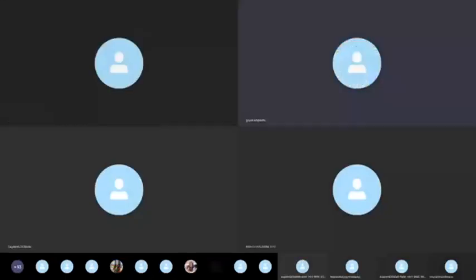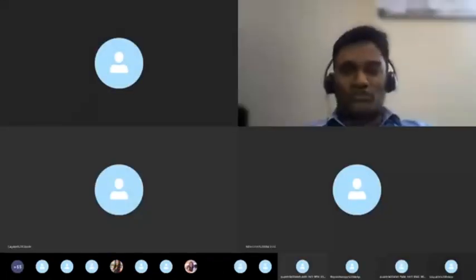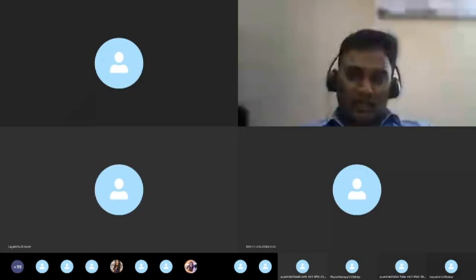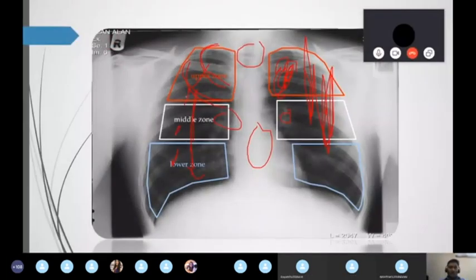We're going to call that a non-homogeneous opacity. That's called heterogeneous, a patchy infiltration, like patches of white everywhere. That's called non-homogeneous opacity. So, dear undergraduate students, whenever you mention a pathology, clearly mention it. So there is a homogeneous opacity in the upper zone.